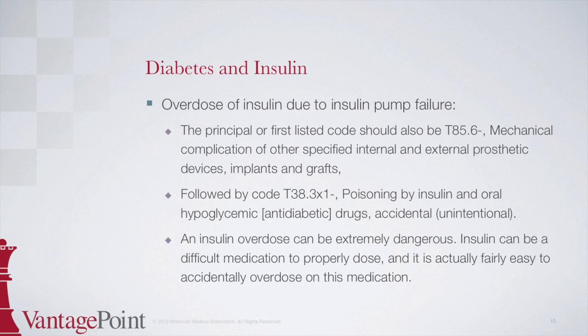If the patient experiences an overdose of insulin due to pump failure, your first code will still be from category T85.6 for mechanical complications, such as breakdown of insulin pump. Your next code would be T38.3X1 for accidental insulin poisoning, with the appropriate 7th character added for episode of care. You would then have additional codes for type of diabetes and any associated complications due to the overdose.